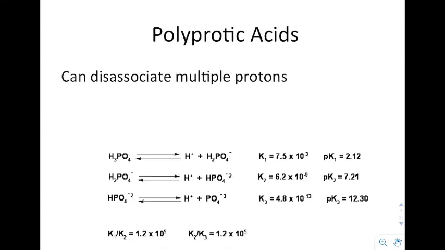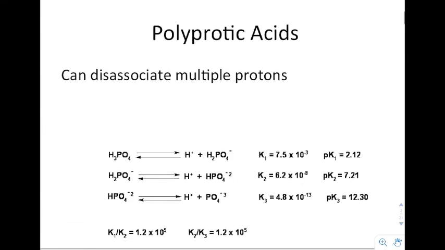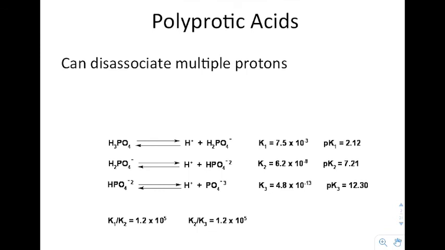Buffers is going to be the primary focus of this, but we're also going to talk about things like titrations and some polyprotic acids. So, to start off with, the idea of a polyprotic acid is something that can dissociate multiple protons. An example of this is H3PO4. Whenever you have H3PO4, there's not just one proton that can be dissociated, instead there's three.